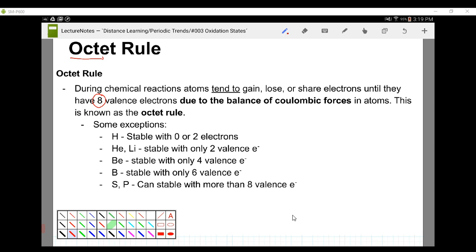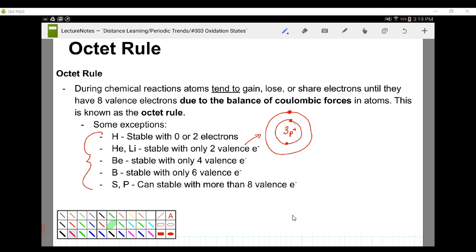Now this comes down to the balance of those Coulombic forces that are at work in the atom. And as a result, there are some exceptions to them. These are generally the exceptions that we're going to run into here. But as an example of why one of these exceptions exists, if we look at lithium really quick with its Bohr model, lithium has 3 protons and 3 electrons, with a Bohr model that looks something like this.